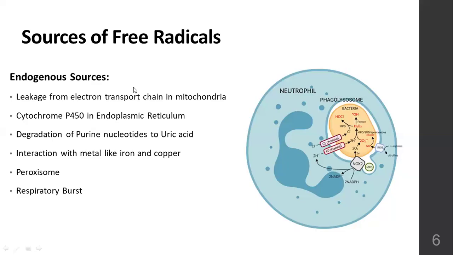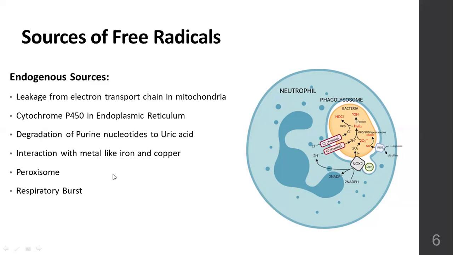Then in endoplasmic reticulum and all, these are the structures of the cell. Cytochrome P450, endoplasmic reticulum. These are just names of certain free radical sources which are there in everyone's body. Endoplasmic reticulum is very close to the nucleus of the cell. The degradation of purine nucleotides to uric acid. This is from your DNA and RNA, which have nucleotides. When new DNA, RNA has to be formed, old ones undergo degradation, and that also becomes a free radical.